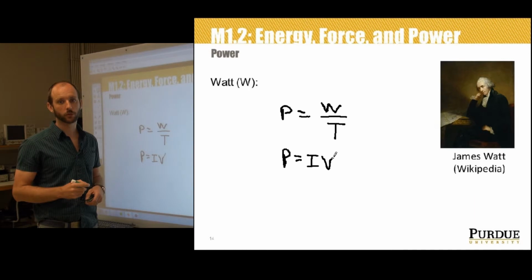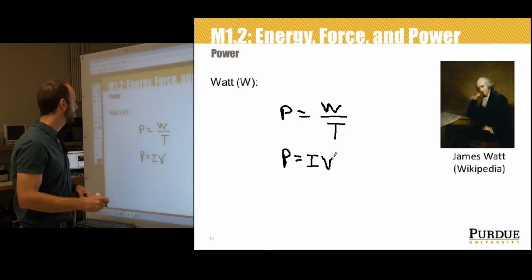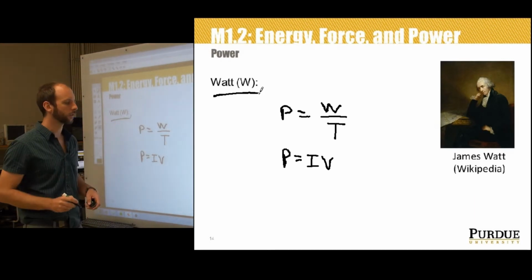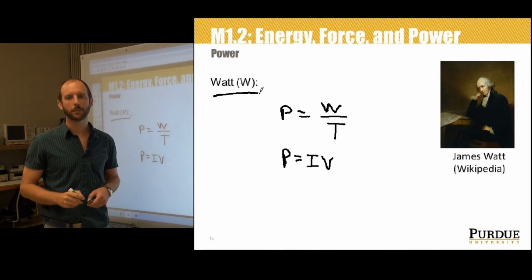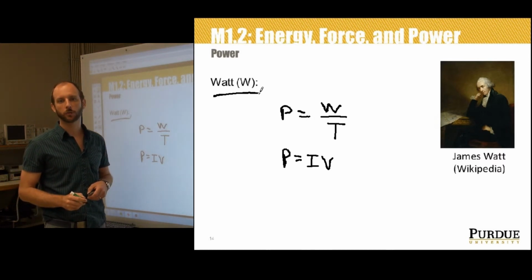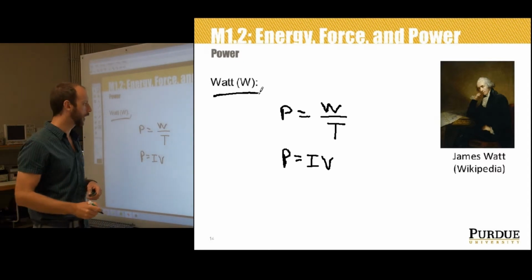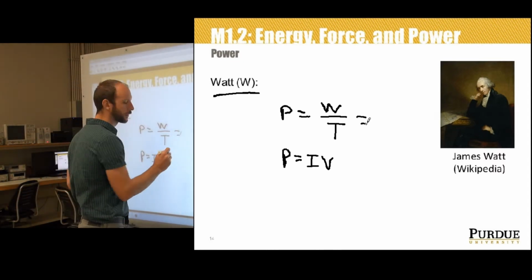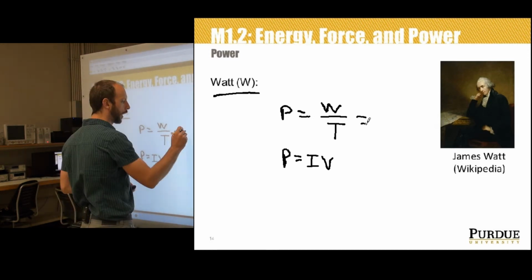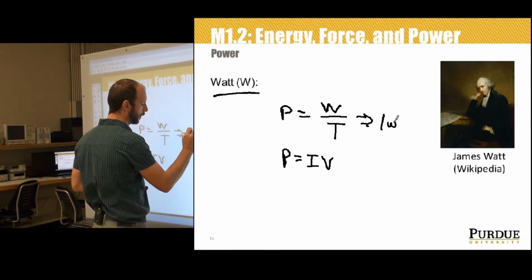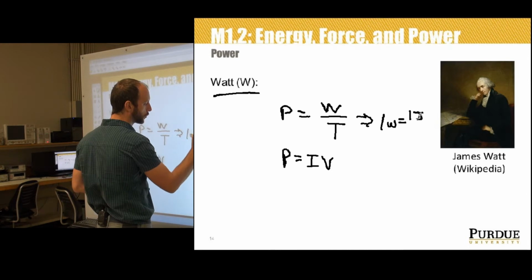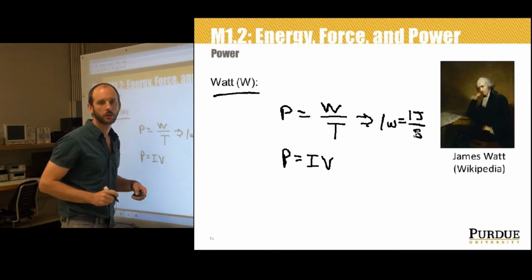Power is a scalar physical quantity measured in the SI unit of watts, named after the very famous James Watt. Power is a derived unit and can be defined in terms of the joule and the second, as energy units divided by time units. So here we see that 1 watt equals 1 joule per second.